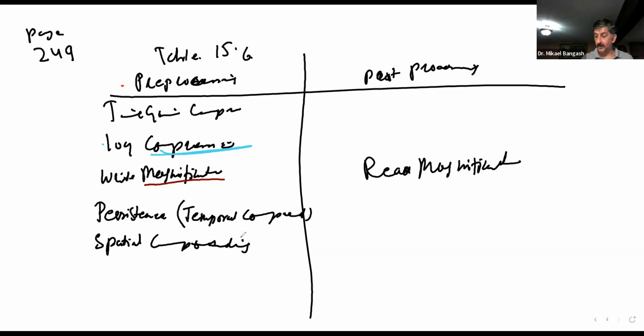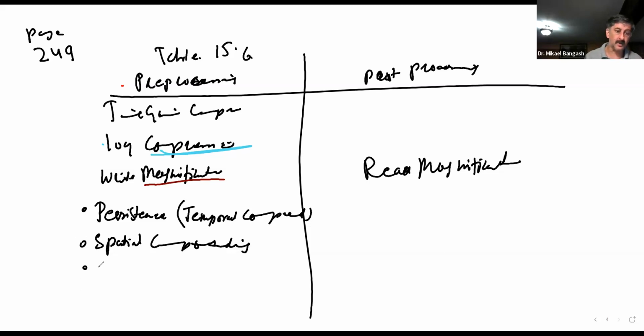Which again is an example of pre-processing. If you look at temporal compounding, it pertains to time. Spatial compounding pertains to space. Both of these are going to be brought up later on in this chapter.